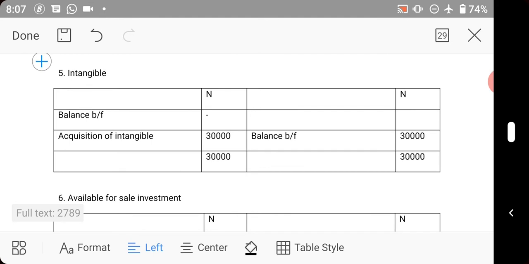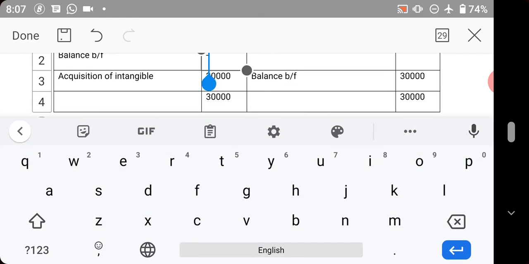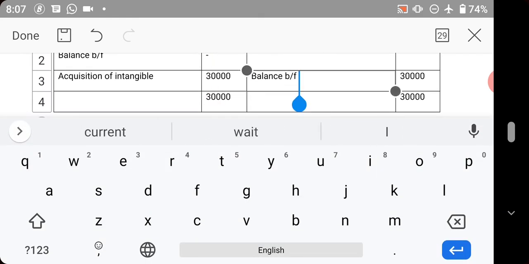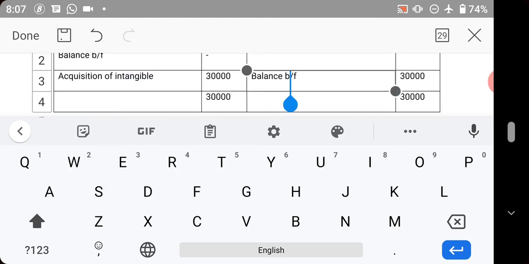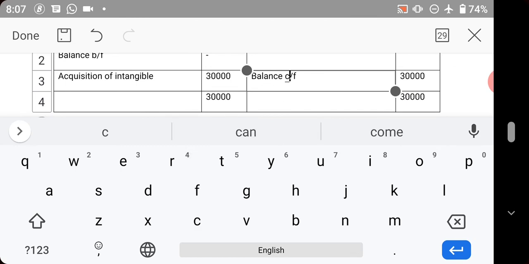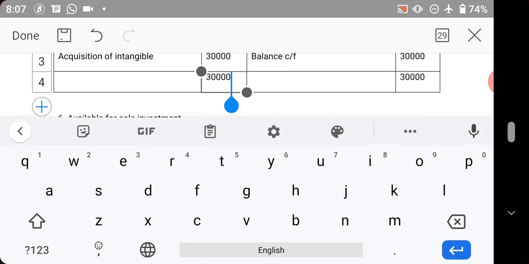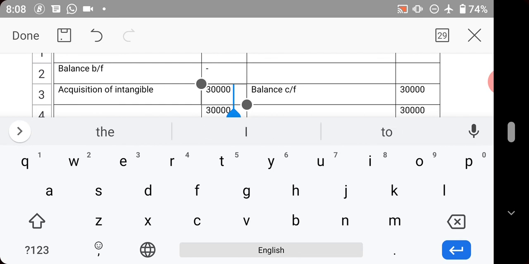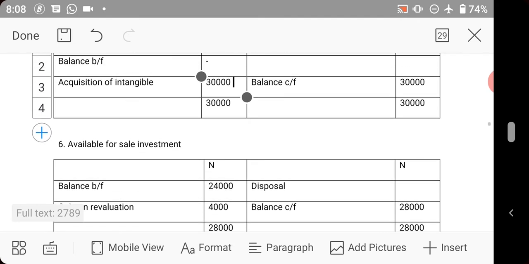Good. So we have intangible assets. Intangible is an asset. So balance brought forward is here, and balance carried forward is here. Now, so we have 300. So you take the total 300, minus 0 here. So you have 300, which is 30, which is our acquisition of intangible assets.